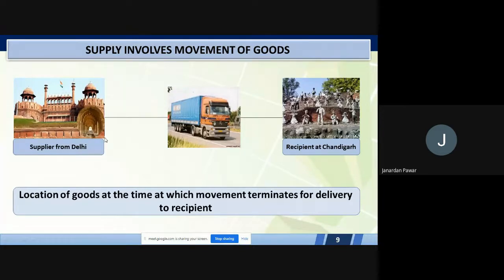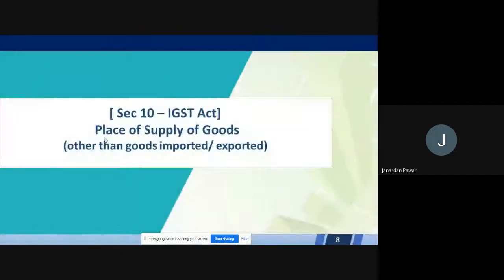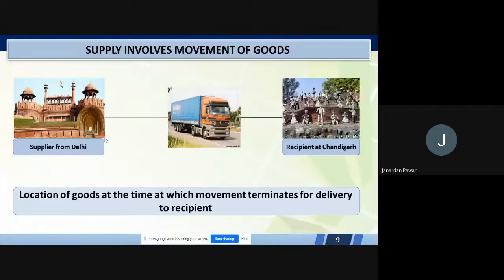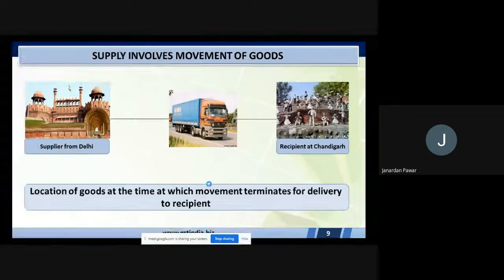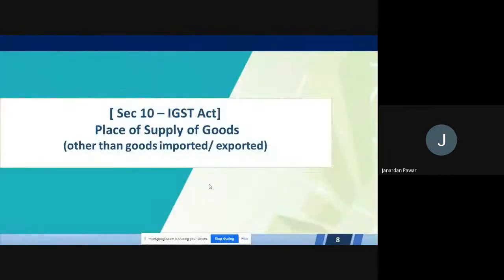So we are going to understand the location of the supply. Location or place of supply. Remember, the topic which we are discussing is place of supply of goods. So here, location of goods at the time at which movement terminates for delivery to the recipient. So whatever is the location, remember, we are going to discuss place of supply. Place of supply is nothing but where the goods are actually placed, where the goods are actually supplied.